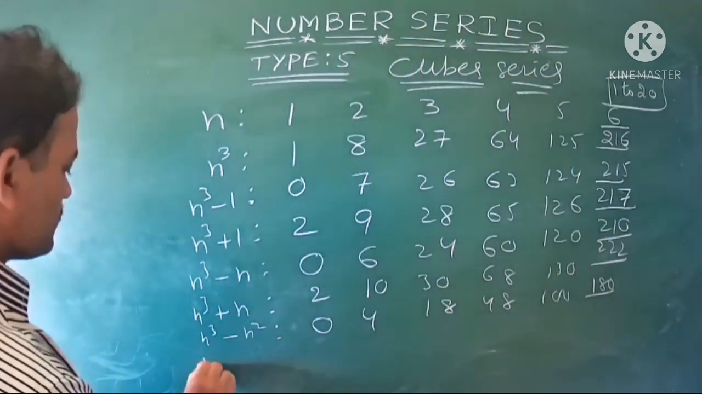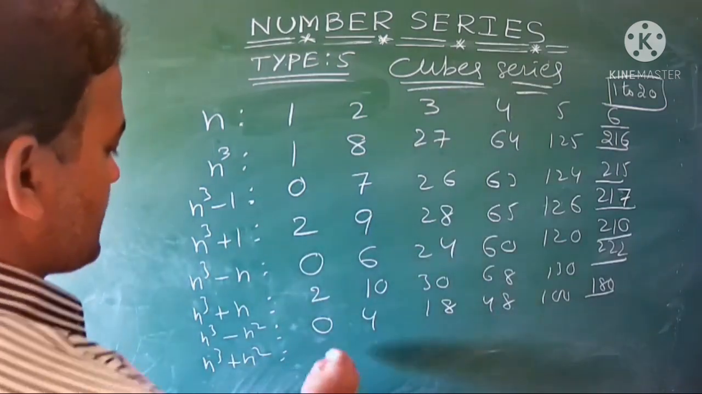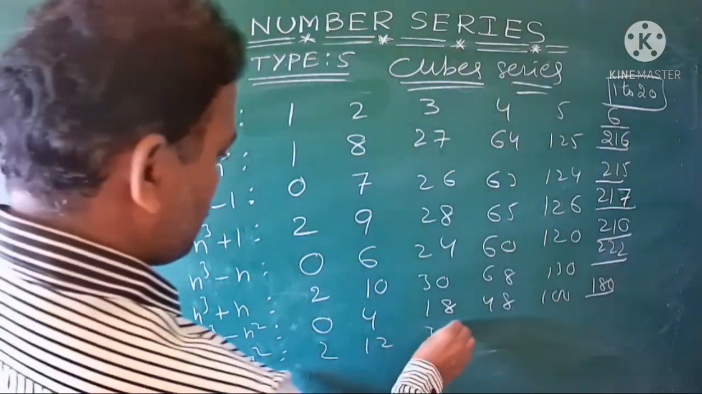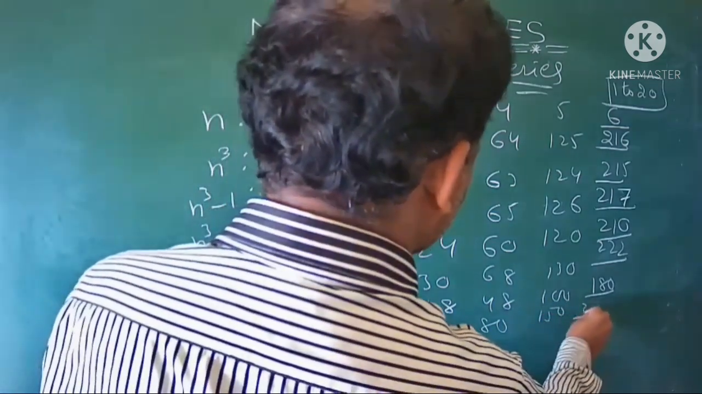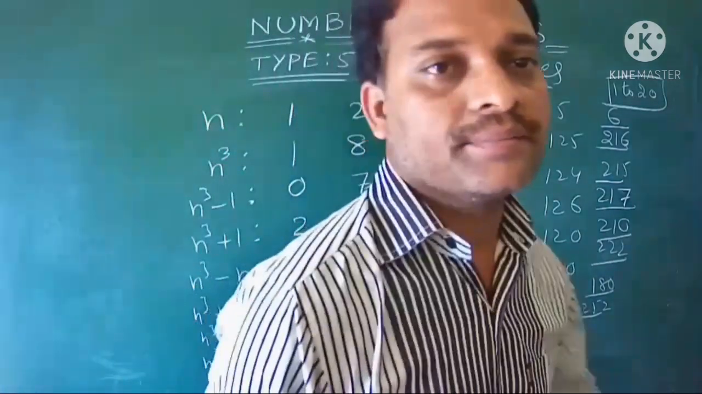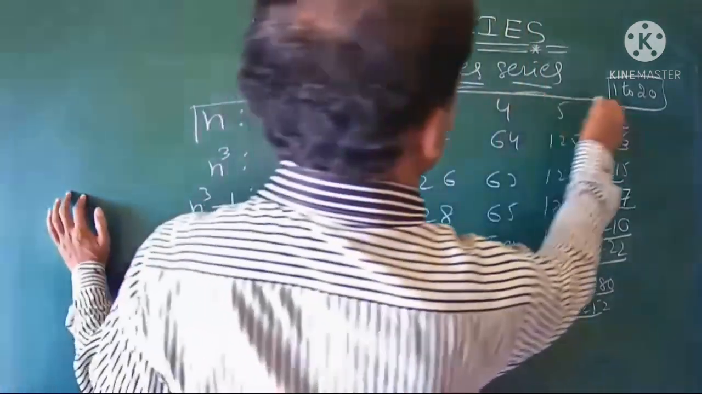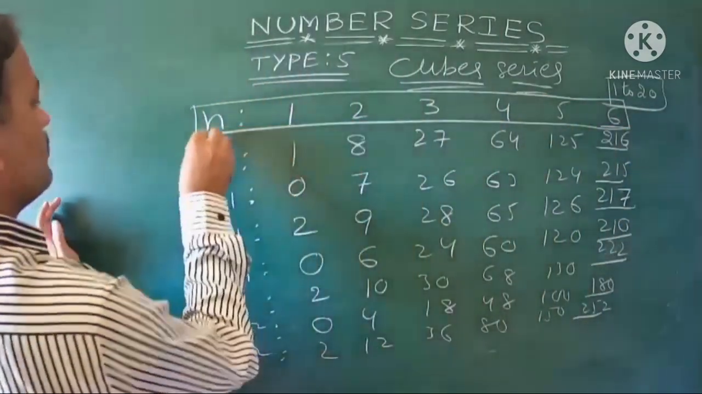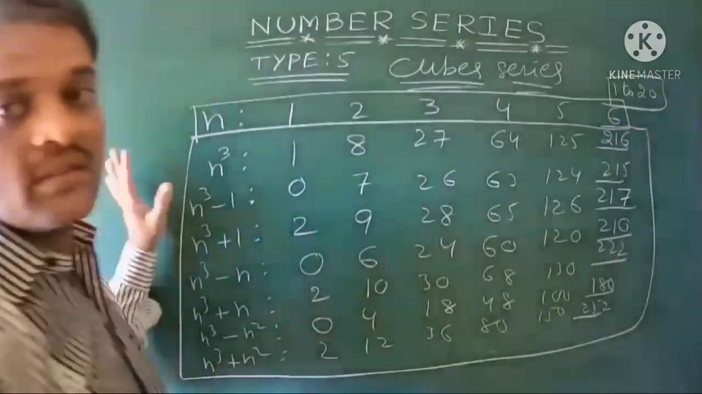Next, finally, the n cube plus n square relation. N cube plus n square gives 2, 12, 36, 80, 150, and the next term will be 252. Here n is equal to 1, 2, 3, 4, 5, and the next, 6th value will come now. Based on that, these are the cube series methods.